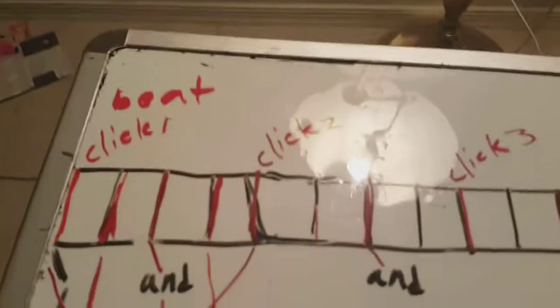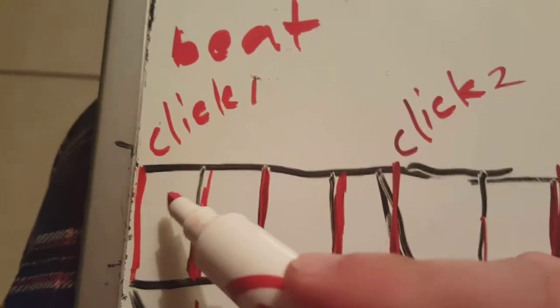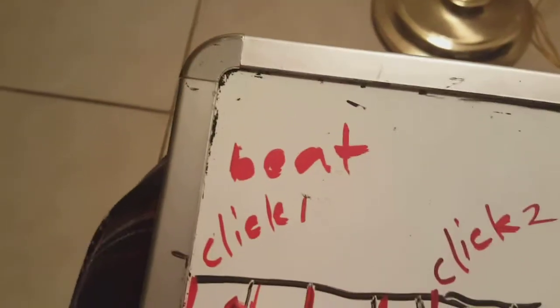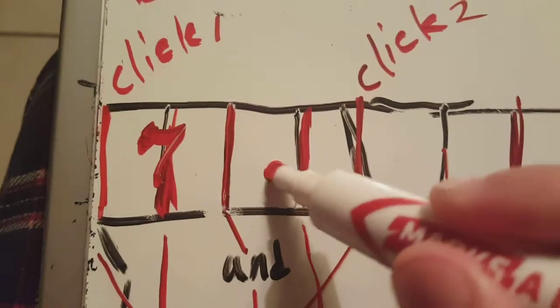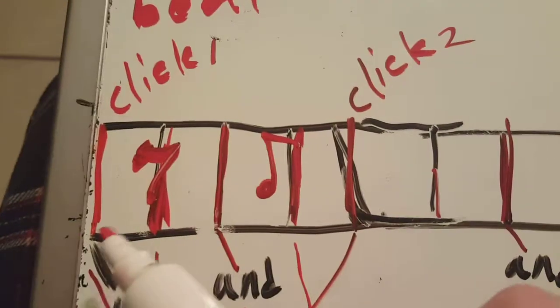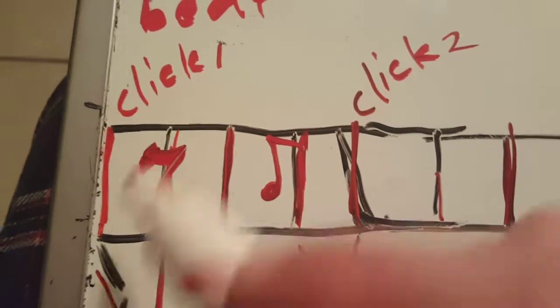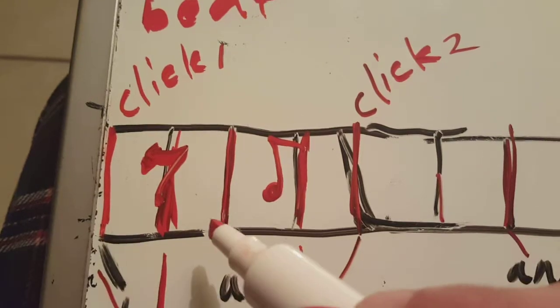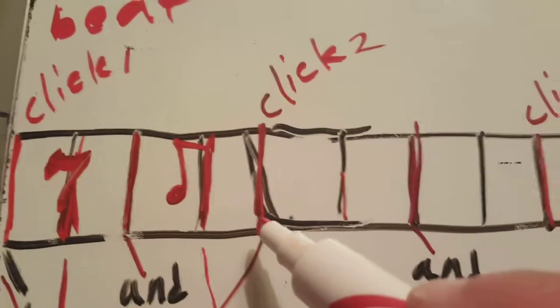So I take my marker here, and let's say I put an eighth rest here, and then I wanted an eighth note here, so it would be one. A rest means you don't play at all, so right here, no play, and then and you play.